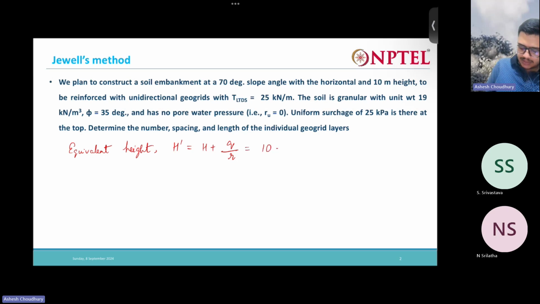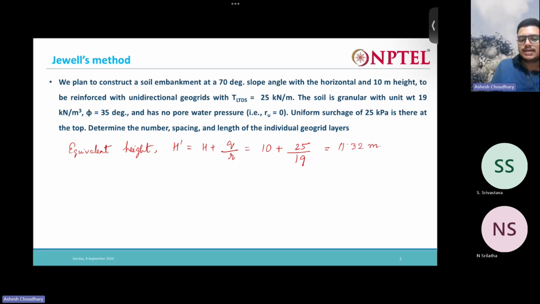Height is 10 meter, it is the height of the embankment, and we have a surcharge of 25 kPa. If we divide that by 19, which is the unit weight, you will get the equivalent height. It means the 25 kPa surcharge we are substituting by some height of the embankment.